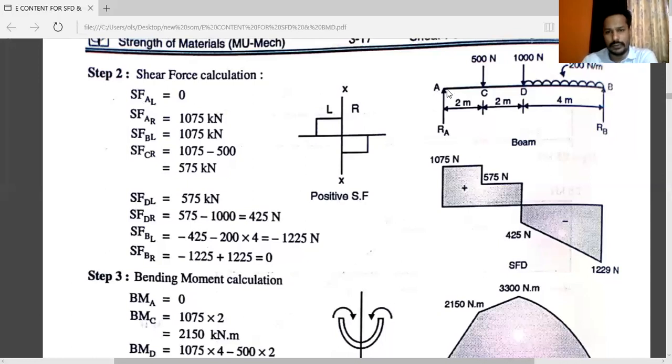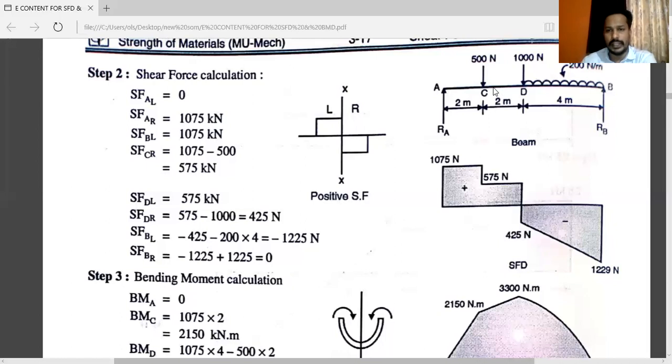Now come to shear force just to the right. See the cursor location. Cursor location is very important. Now you consider the left side forces of the section. Cursor indicates the location of section. Now shear force at point A just to the right. See, RA is moving towards upward direction. So the value of RA is 1075 Newton. Make correction, 1075 Newton. It is moving upward, so the value is positive.